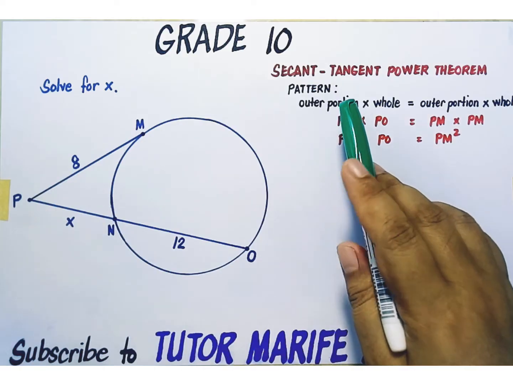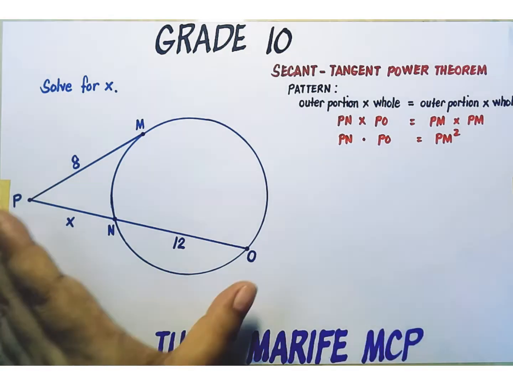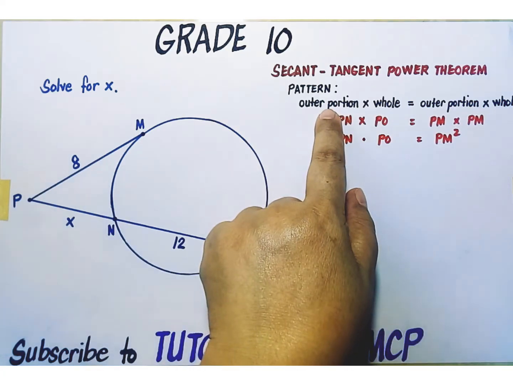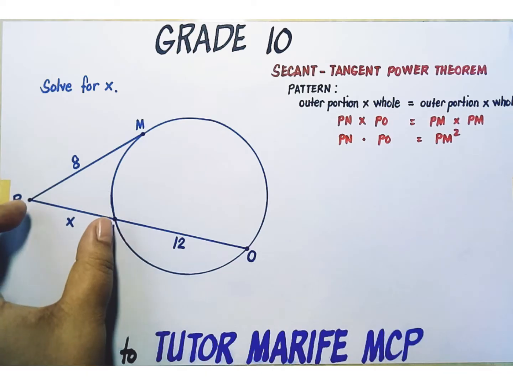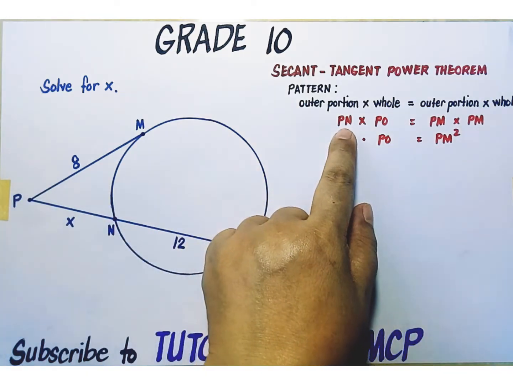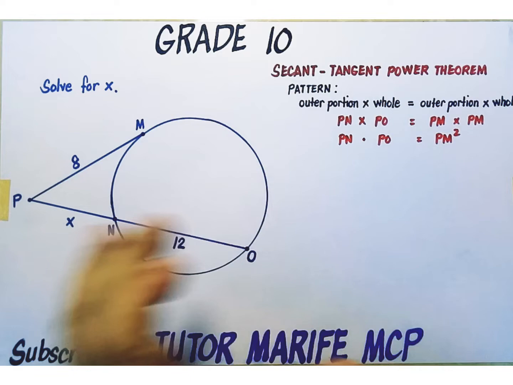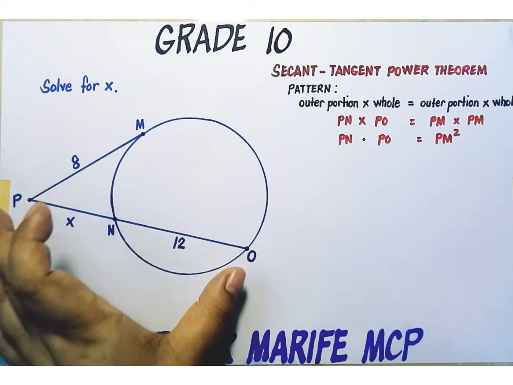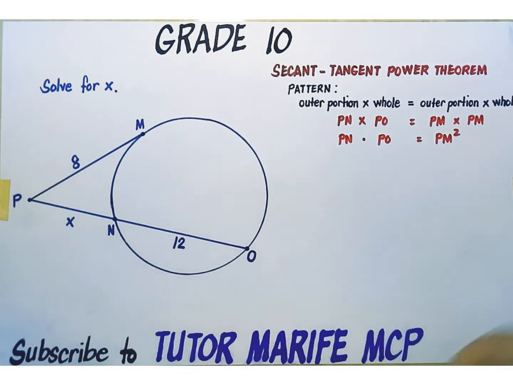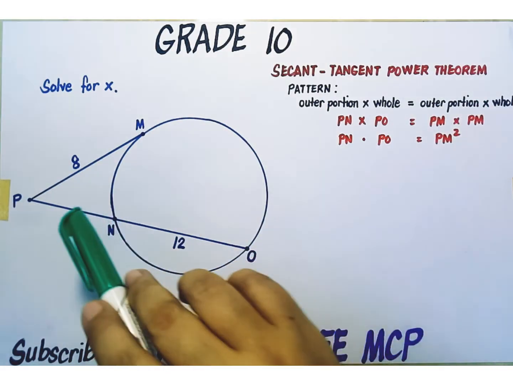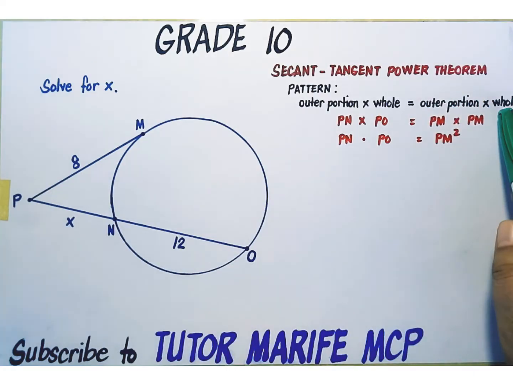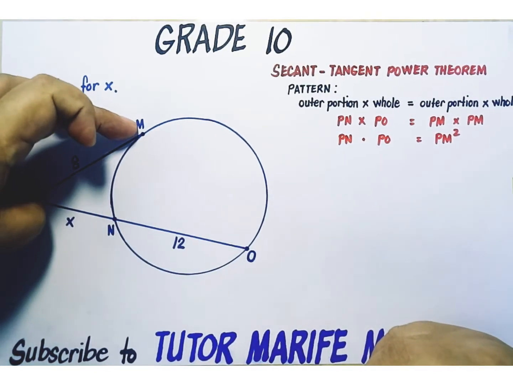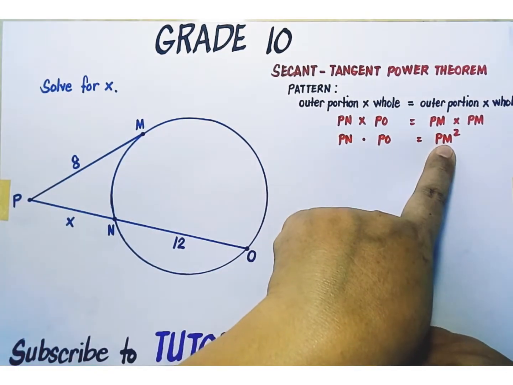For the left side of the equation, let's concentrate on the secant segment. The outer portion of the secant segment is PN. This is what we call the external secant segment. And the whole secant segment is PO, the entire secant segment. For the right side of the equation, let's concentrate on the tangent segment. The outer portion and the whole segment are the same. So PM times PM or PM squared.